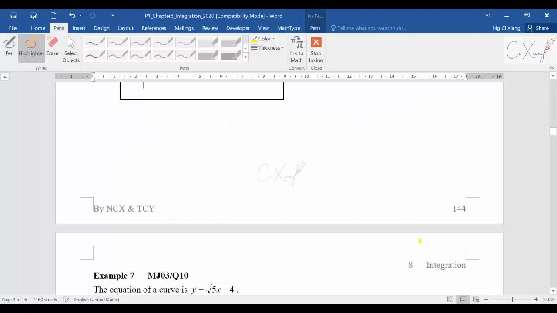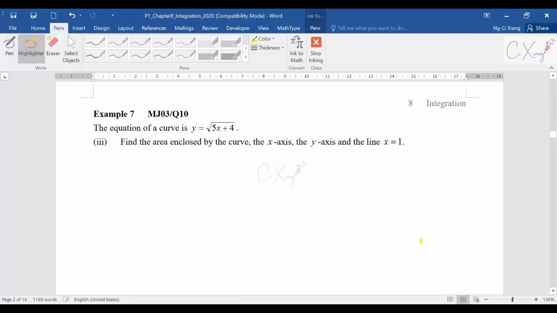Right. Okay, so let's start with the first part here. The equation of the curve is this one, and then they want you to find the area enclosed by the curve, the x-axis, the y-axis, and the line x equals 1. Okay, so for this question, how can I actually start to answer it?